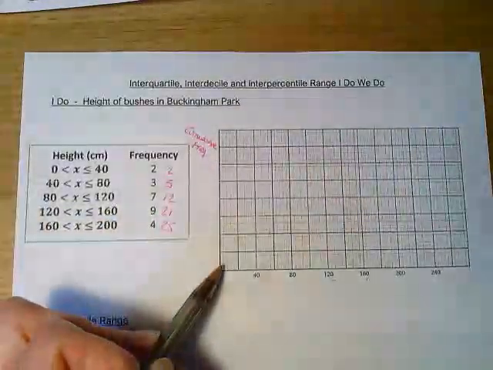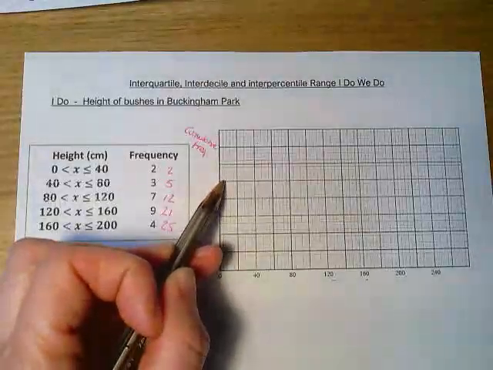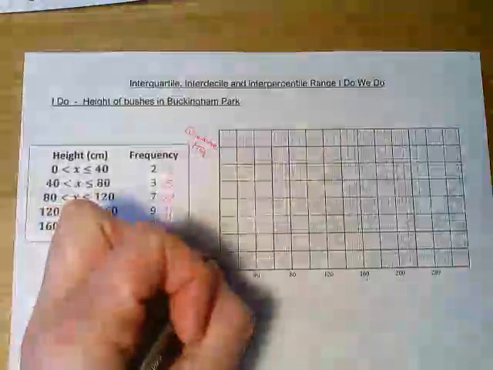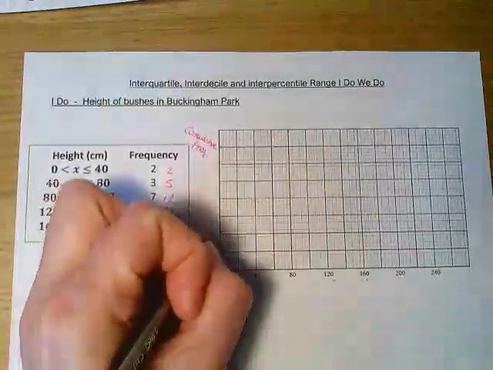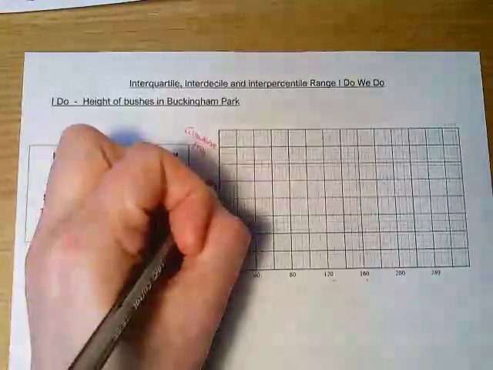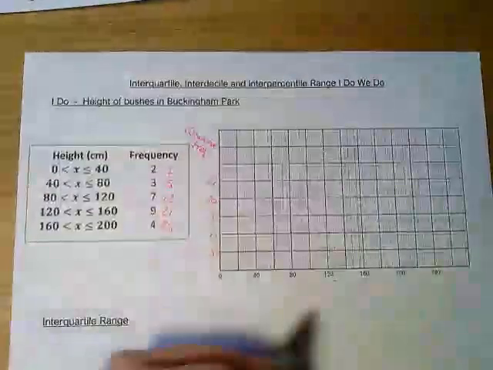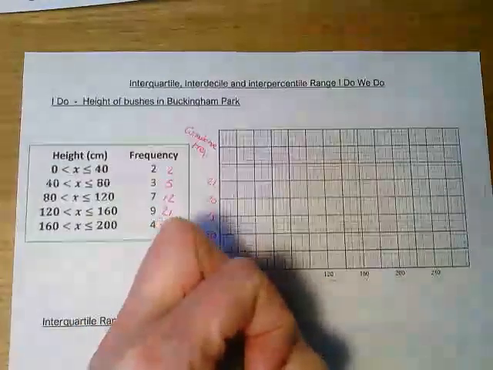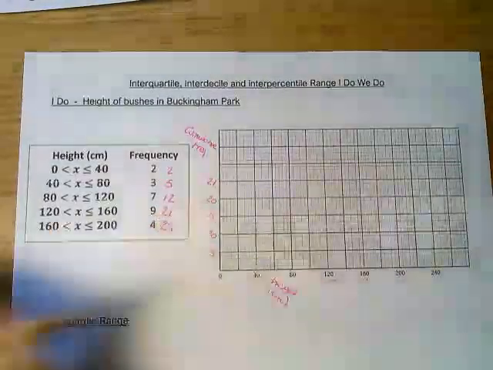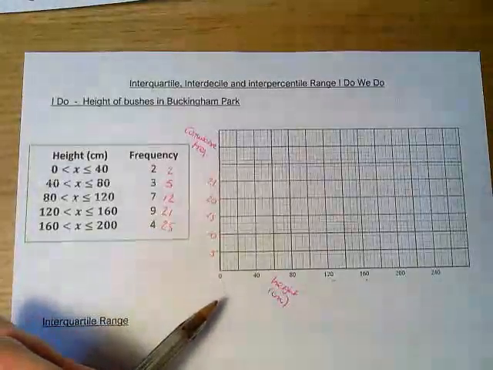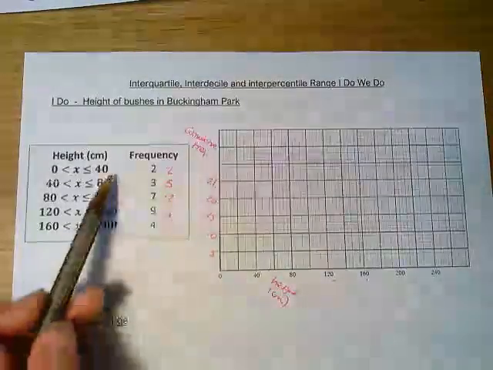So how are we going to do this? 1, 2, 3, 4, 5. I don't have 10, so I'm going to have to go up 5 at a time. Okay, so let's pop that in. It's better to do that because it keeps your mind nice and clear. Let's just label this as well. It's height in centimetres.